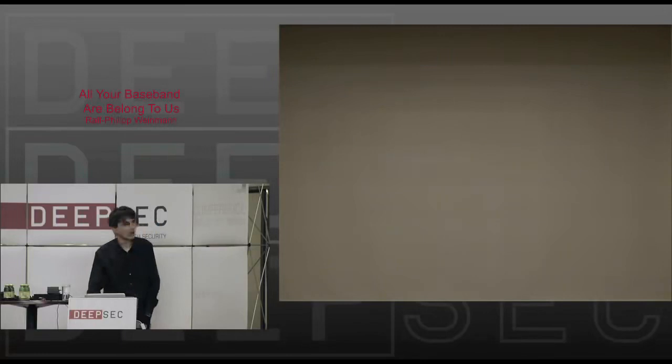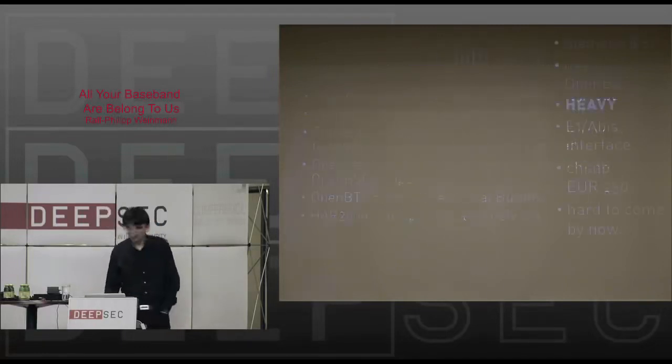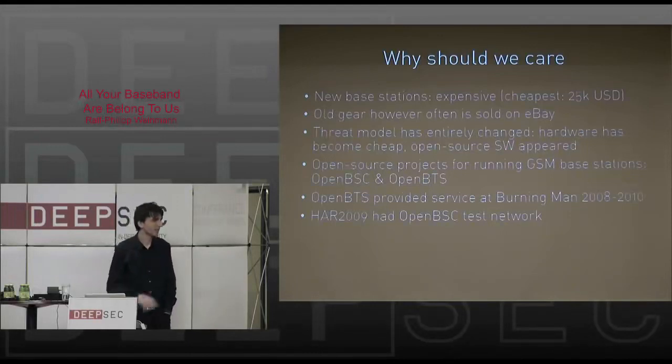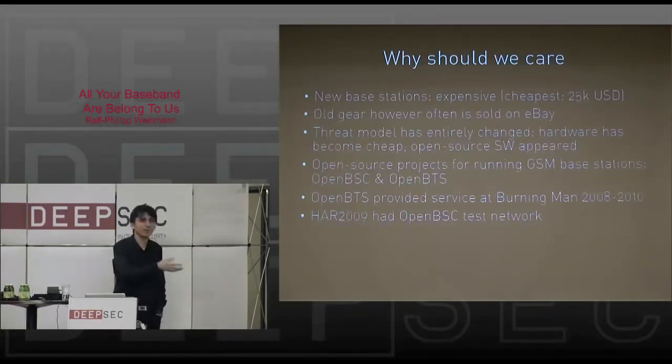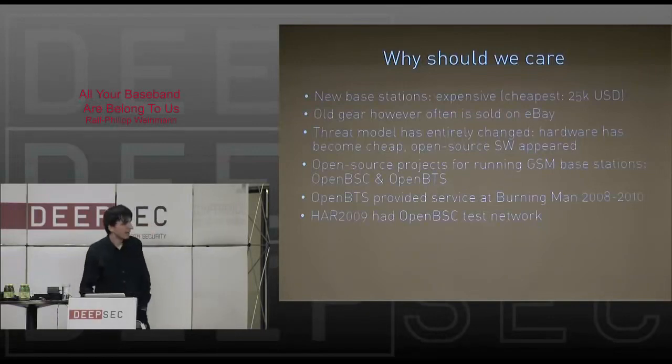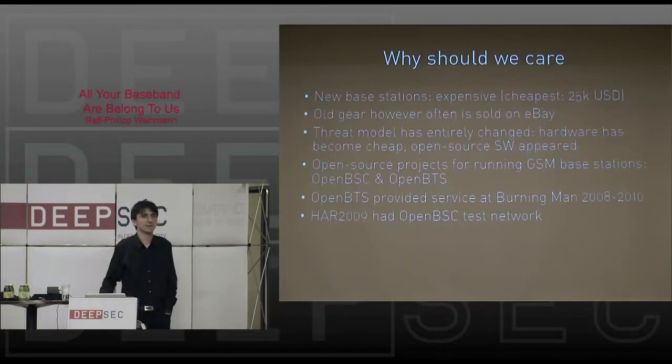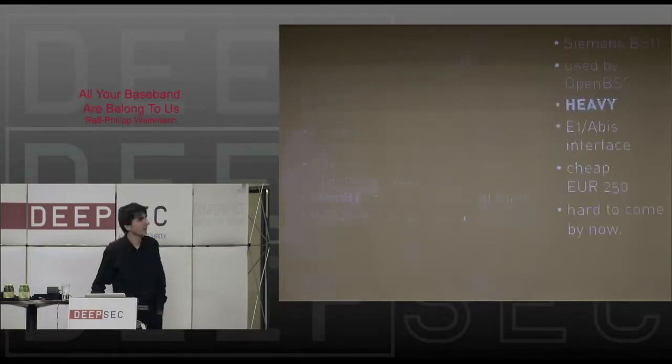Practicality. New base stations were expensive. Okay, the cheapest actually was 25, not 50K. But old gear is often sold on eBay, and hardware has become cheap. We've seen that, and we have two open source solutions at the moment, namely OpenBSC and OpenBTS. OpenBTS provided service during Burning Man, and OpenBSC was tested at HAR 2009 very successfully. I was a subscriber as well then.